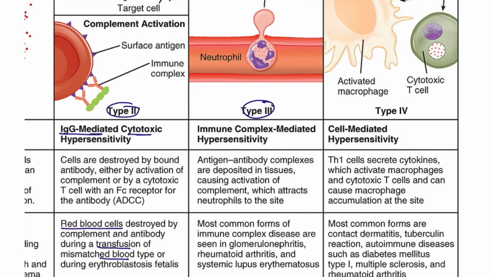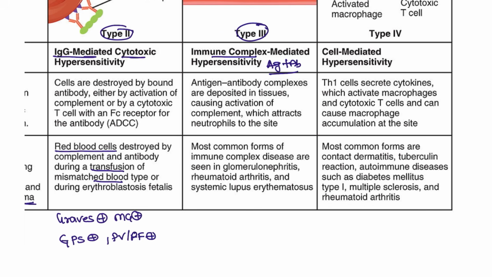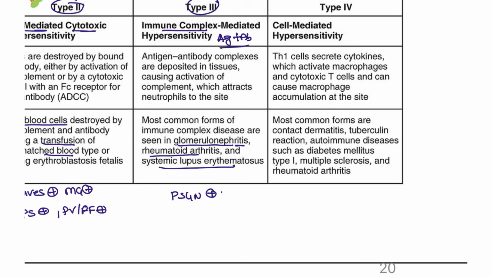Next, type 3 is seen with the immune complex, not just the antigen but also the antibody, both will be attacking here. Examples such as glomerulonephritis, rheumatoid arthritis, and systemic lupus nephritis. And also post streptococcal glomerulonephritis will be seen here.